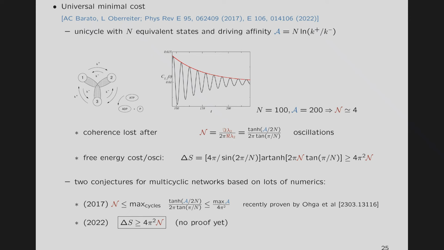That is the cost per oscillation as a function of the coherence. So the statement is each oscillation costs you at least 4 pi squared times the number of coherent oscillations you have in your system. So the more coherence you have, the more you have to pay for a single oscillation. And this is independent of the drive. The driving force doesn't enter, the number of states doesn't enter. So in a sense, it's more universal.